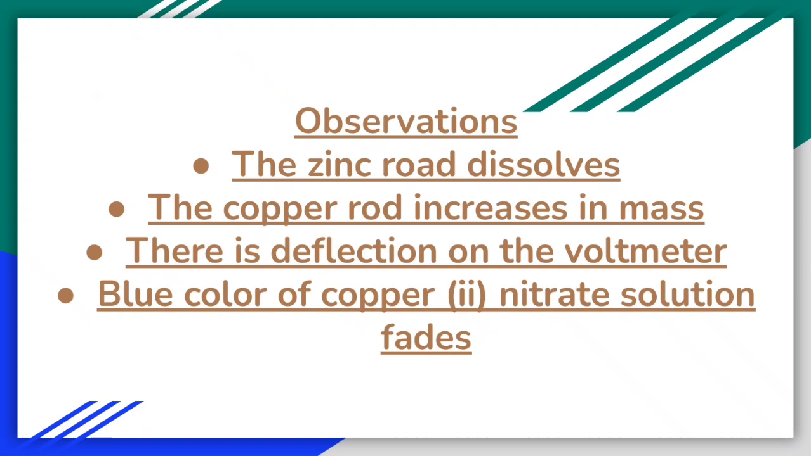The reason is that on the side of copper, copper ions are gaining electrons to form copper metal. Therefore, that copper metal formed coats the surface of the copper rod, increasing the mass of copper. It will also be noted that there is a deflection on the voltmeter, meaning there is some electromotive force passing through the voltmeter.